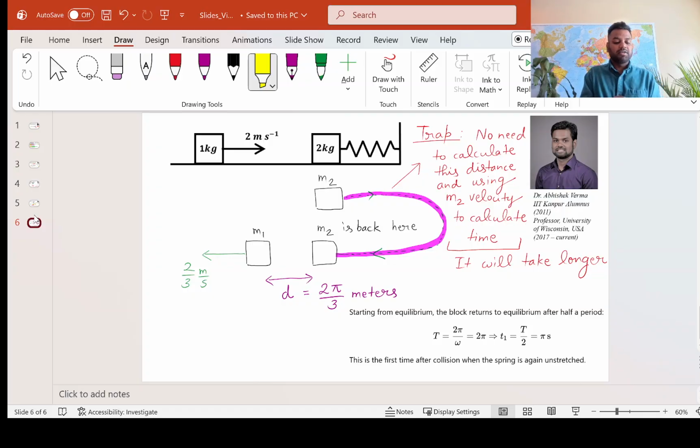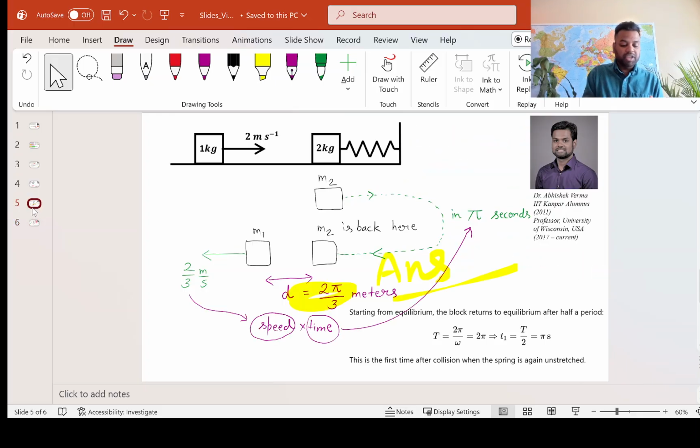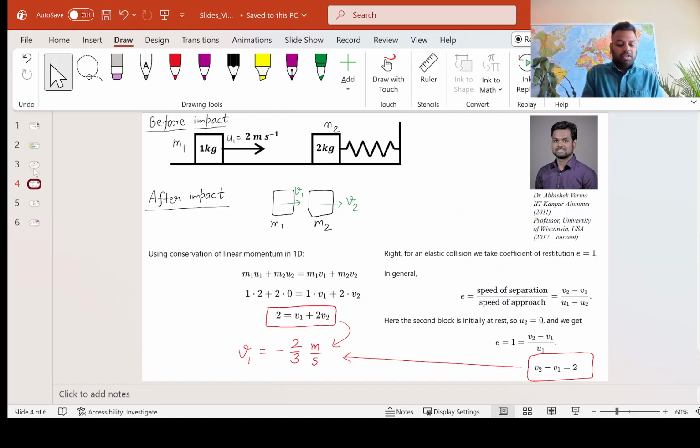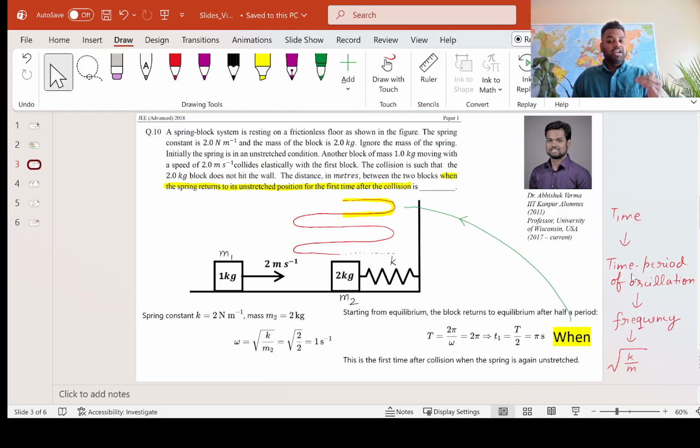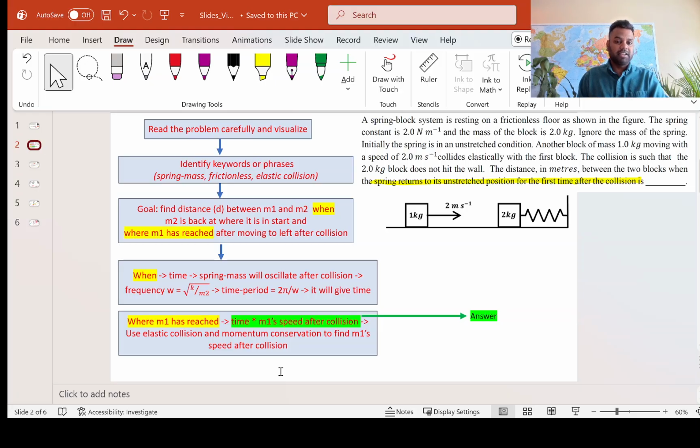Now let's look at an important thing, the trap. In this problem, if you do not use time period and frequency and you start solving for the time, how long it will take for M2 to get back to its start position, and you start using the M2 velocity, which is a sine function, and you start integrating, that will take much longer. You will lose a lot of time. So to do it efficiently in around 3 minutes in the exam, you need to know the tricks, like catch these small things, like that time can be calculated directly from frequency. So you have to strategize your thinking like that.